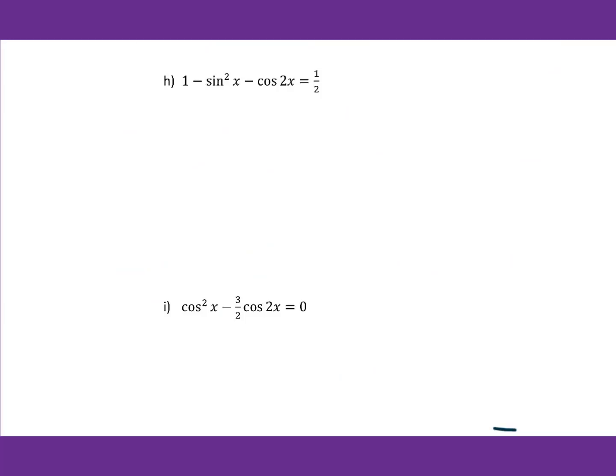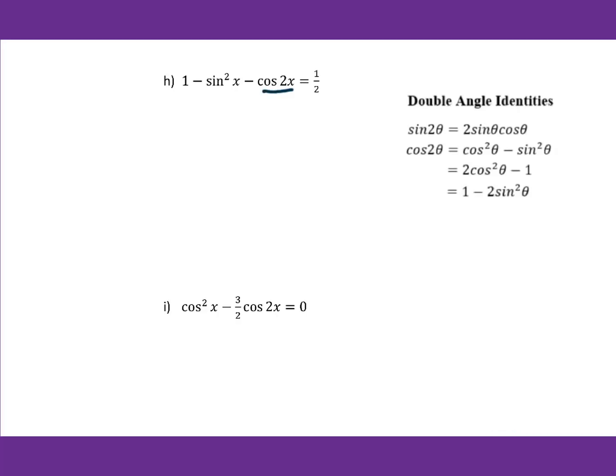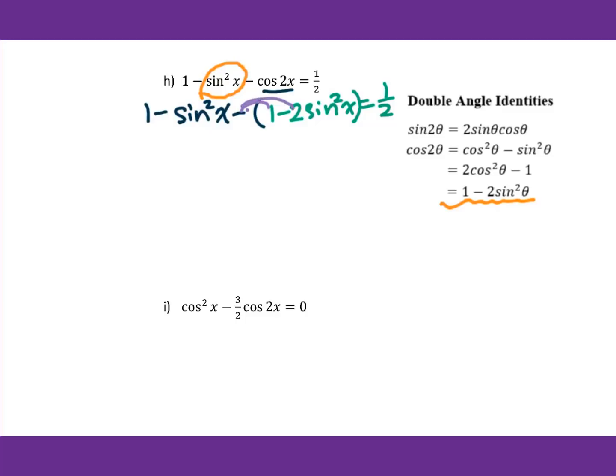Now let's go to h. First of all, still we need to get the same angle. And since we have sine square in this equation, therefore you have to use this one to replace cosine 2x. We got 1 minus sine square x minus parentheses 1 minus 2 sine square x equals 1 over 2. Then we do distributive property. You got 1 minus sine square x minus 1 plus 2 sine square x equal to 1 over 2.